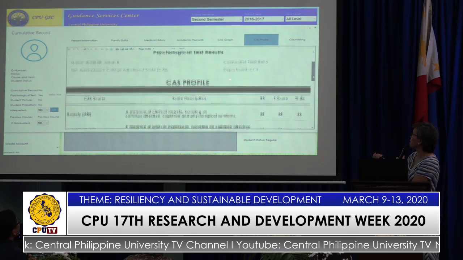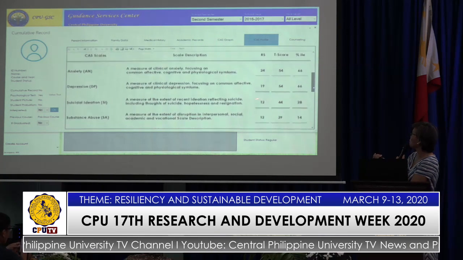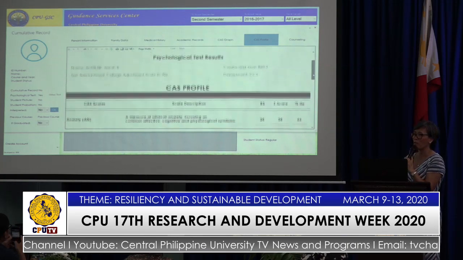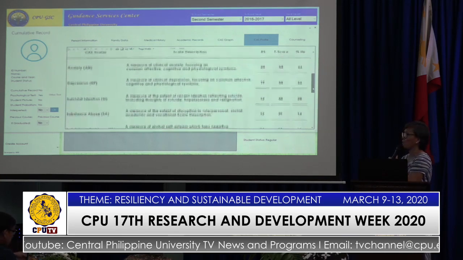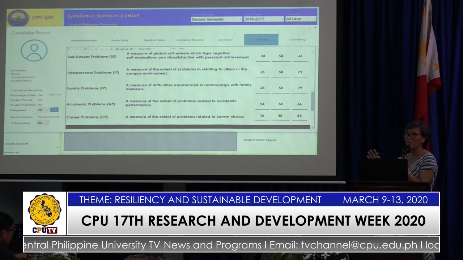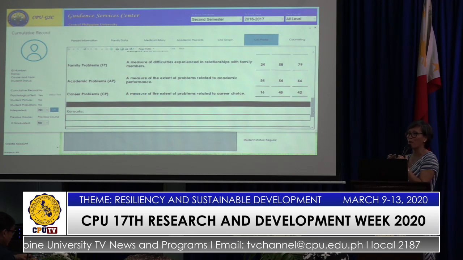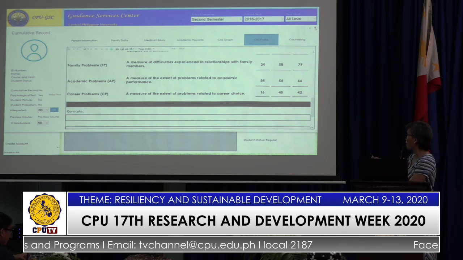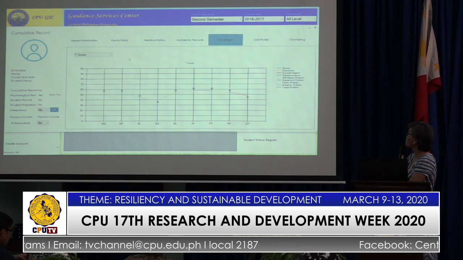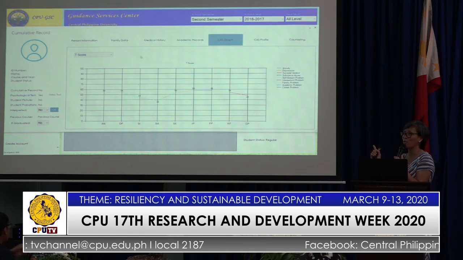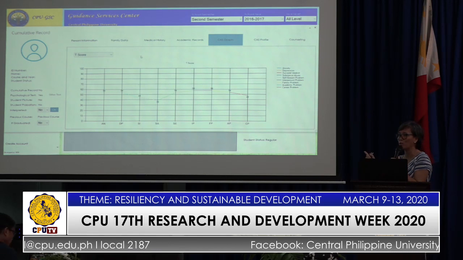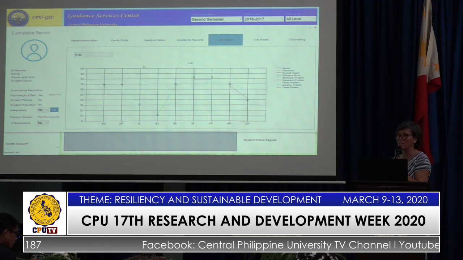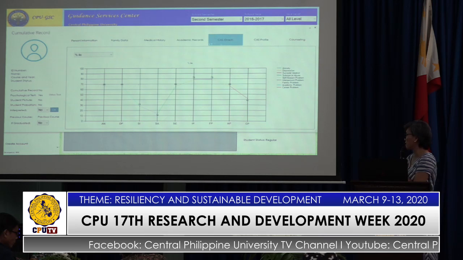So this is the equivalent psychological test result that was taken from the rules implemented in terms of interpreting the CAS itself. In addition to that, the system is also able to identify based on the graph of the CAS profile. So this is also the basis for the interpretation of the guidance counselor to determine the level based on the domains defined by the said psychological test.